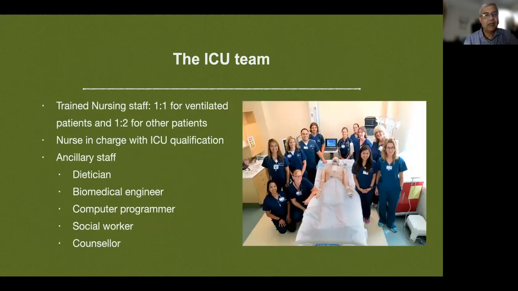In addition to this, we also have ancillary staff such as the dietitian, the biomedical engineer, the computer programmer, social workers, and counselors. Remember, in ICU, as far as nursing staff is concerned, it should be 1:1 for ventilated beds and 1:2 for other patients. The nurse who is in charge of the ICU should have a qualification of ICU training. It should not be just any other nurse, but the nurse in charge should be ICU qualified.